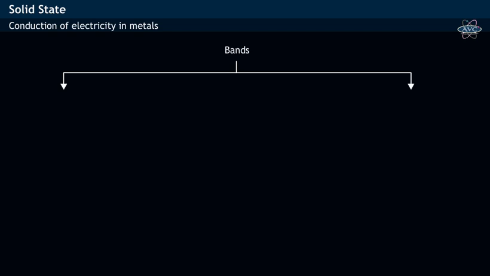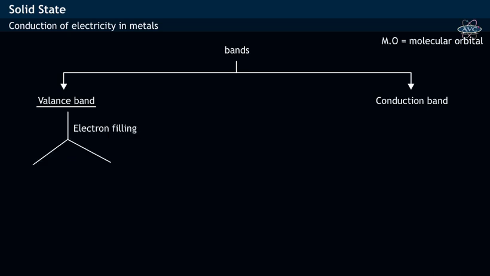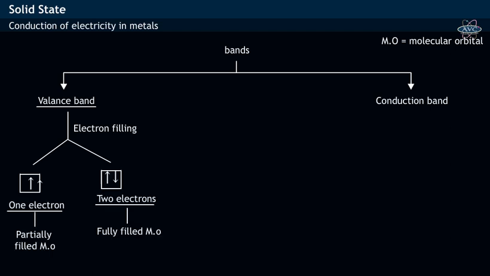Generally, bands are classified as valence band and conduction band. Valence band is a low energy molecular orbital which is filled with electrons. In a valence band, the electrons may be partially filled or fully filled.